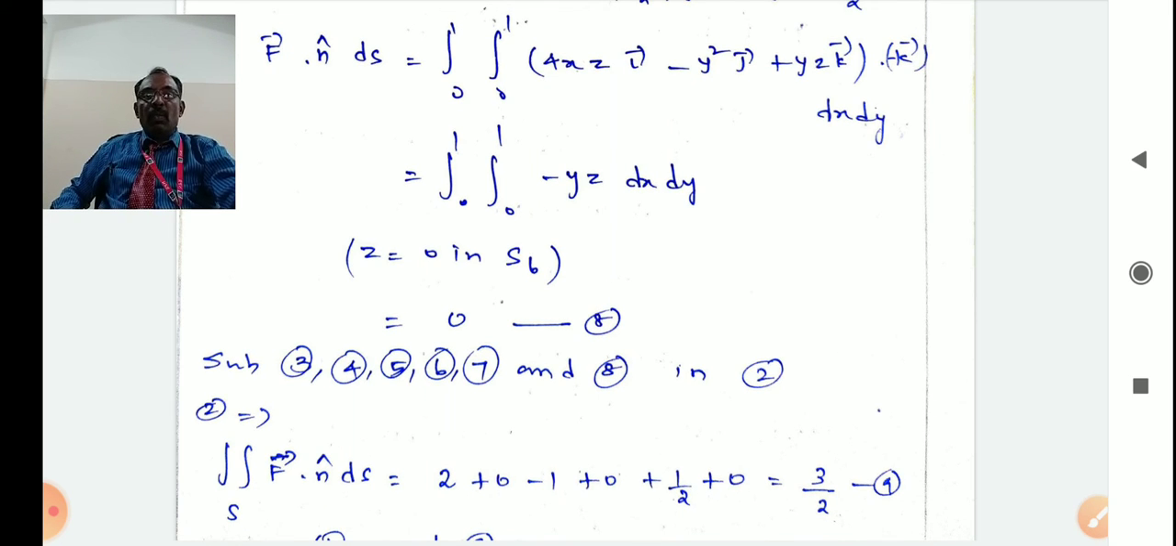From equation 1 and 9, they are equal. The LHS and RHS values are equal. Hence, Gauss divergence theorem is verified in this problem.